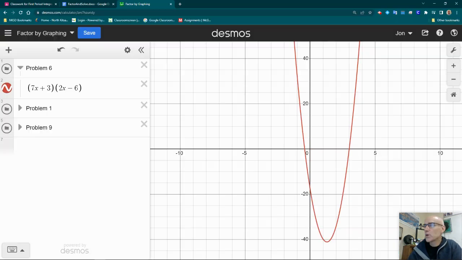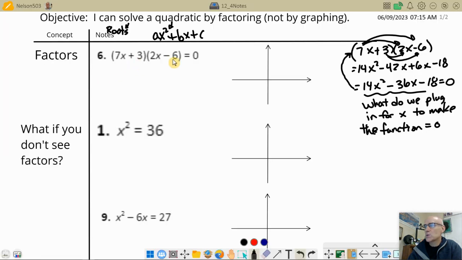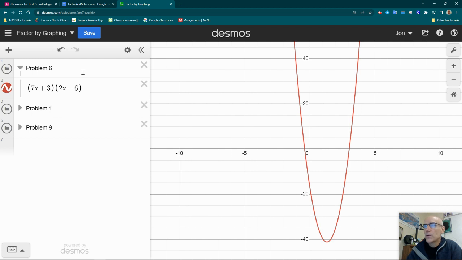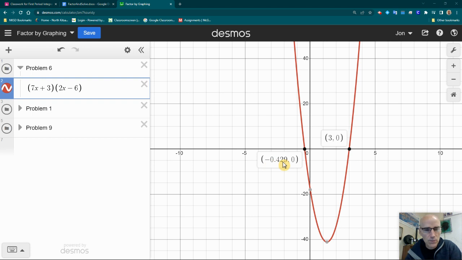All right, I've put it into Desmos for you, 7x plus 3 times 2x minus 6. Let's just confirm I've got the right thing in there, 7x plus 3, 2x minus 6. Yes, I do. So I'm looking at the graph. Yesterday, we talked about finding the solutions by graphing, and you can see if we stick 3 into the equation, we get 0. And if we stick, oh, what is this number?